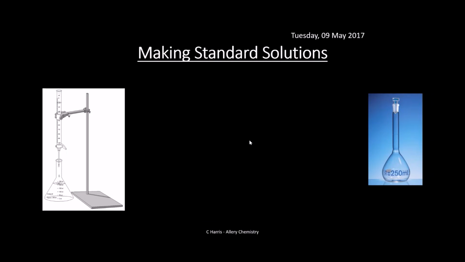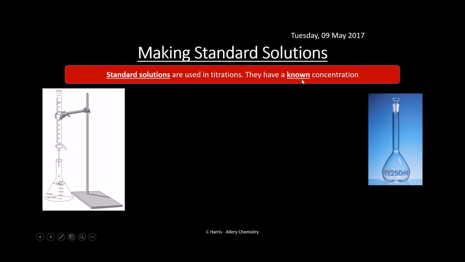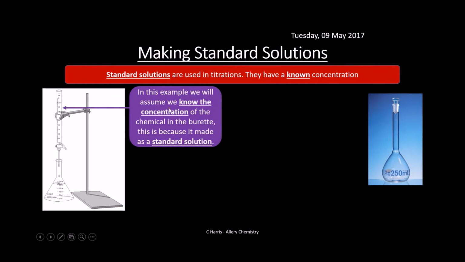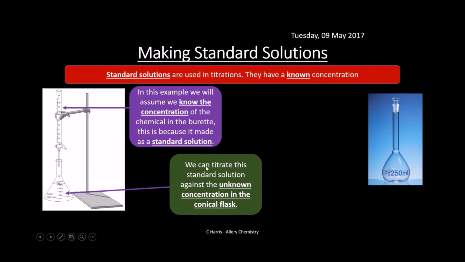Okay, now we need to be able to make a standard solution. So this is a solution that we are going to test either in here, or we can use it in this burette here. Okay, so these are used in titrations. We have a known concentration because we're making it, so we can work out the concentration. So in this example, we'll assume that we know the concentration of the chemical in the burette. Okay, this is because it's made as a standard solution. Okay, but it could be the other way around. So we know the concentration of this. So we can titrate this standard solution against the unknown concentration in the conical flask here.